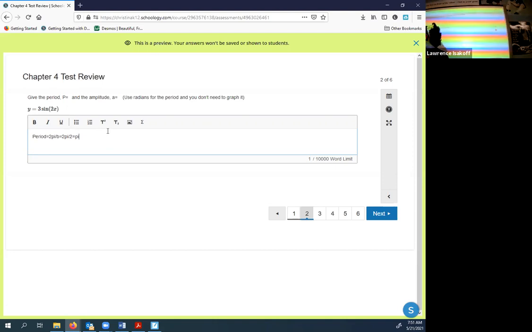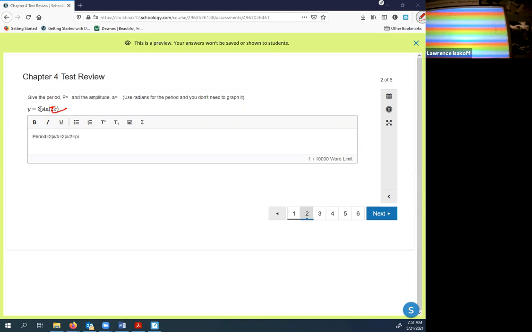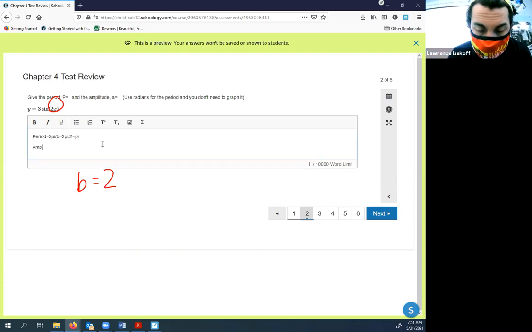Now my amplitude is literally just the 3 in front. Period's a little trickier because we have to do the 2 pi divided by whatever is inside of there. So again, this is my b value equals 2. That's coming from right here. Now my amplitude is just 3. So I could just write amplitude equals 3. And that's it.